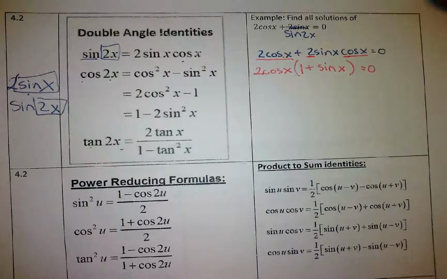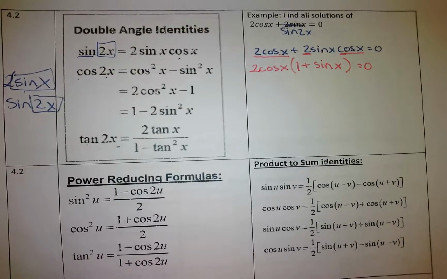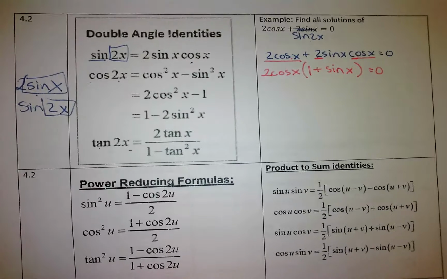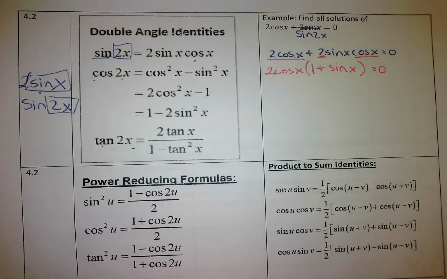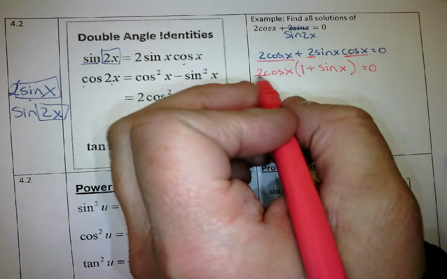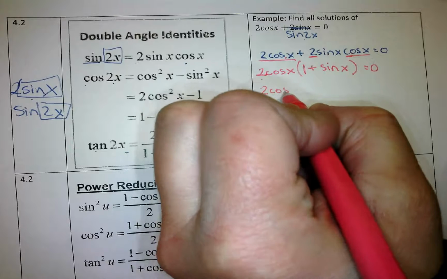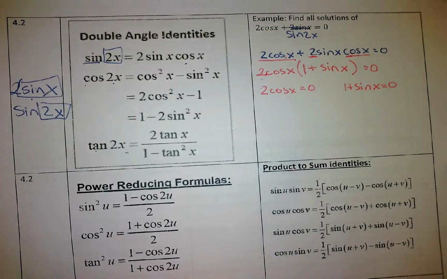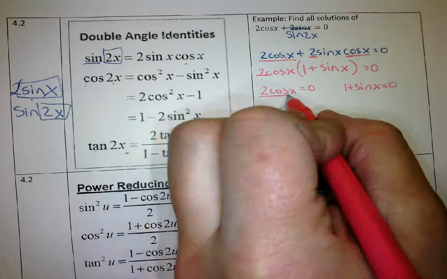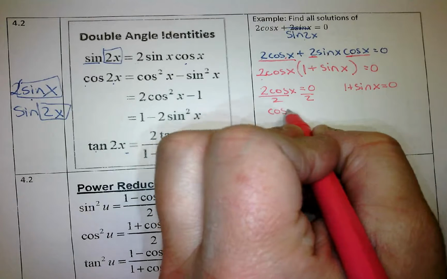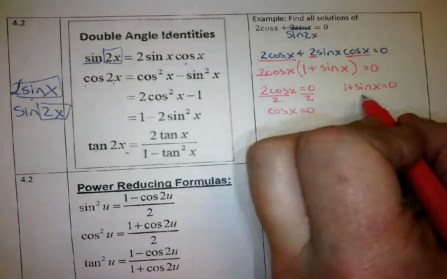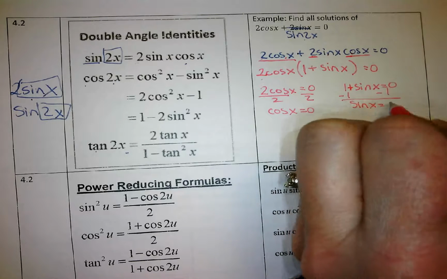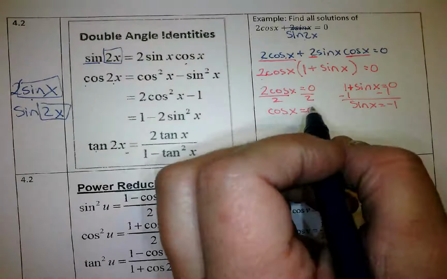Anytime we're solving quadratics, our steps are to factor, then set each of our factors equal to 0 and solve. We're going to do the exact same thing here. Now that I've factored, I'm going to set each factor equal to 0 and solve them individually. I divide both sides by 2 and get cosine of x equals 0. Here I subtract 1 from both sides and get sine of x equals negative 1.